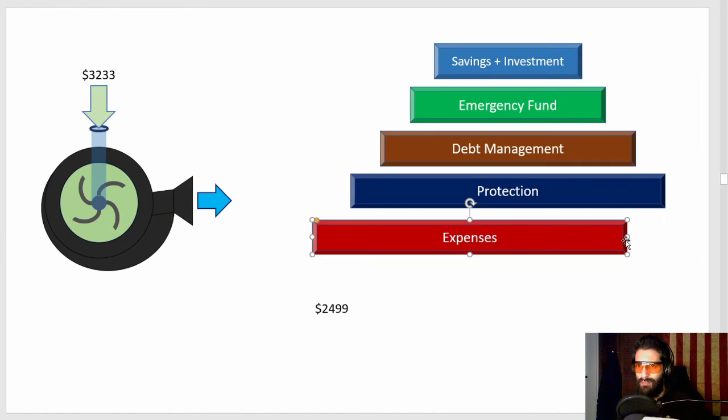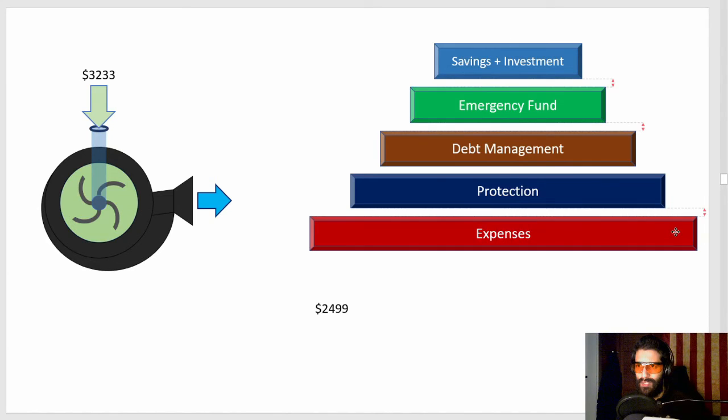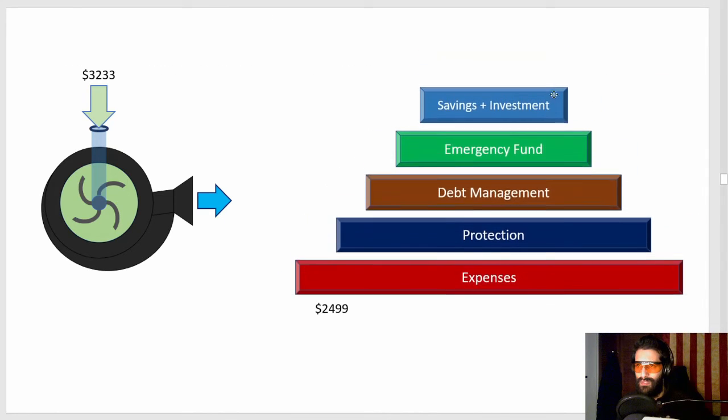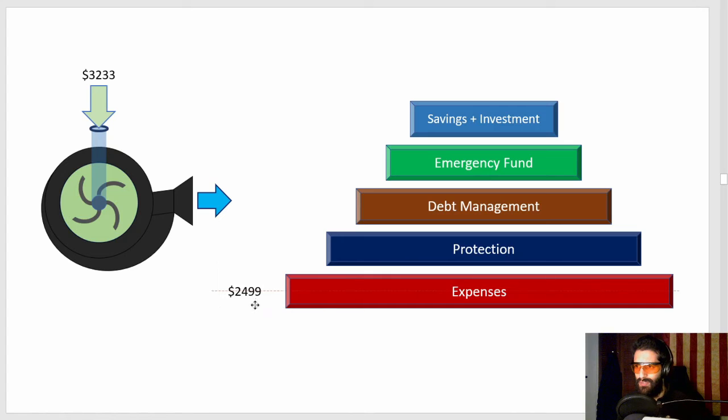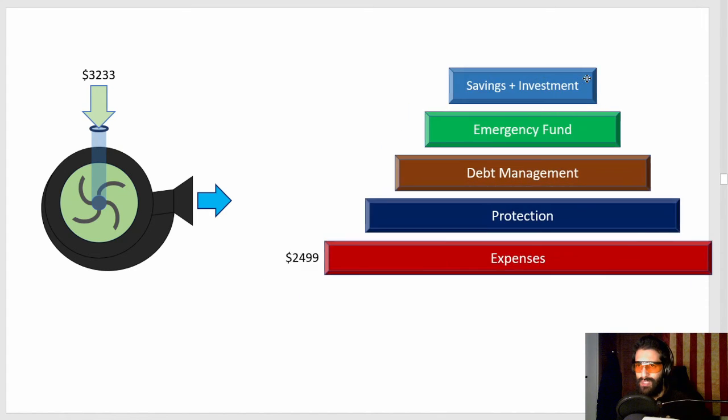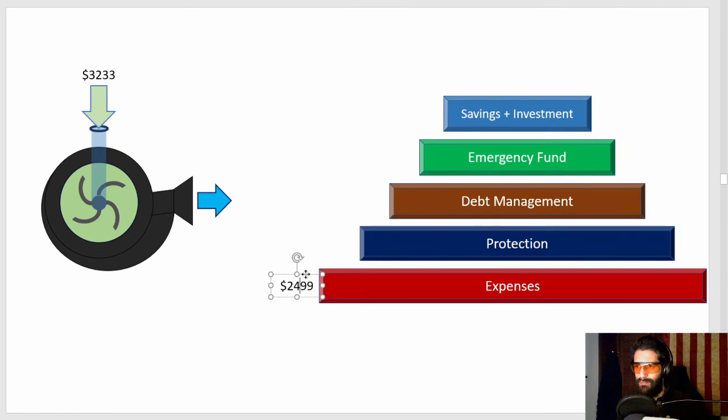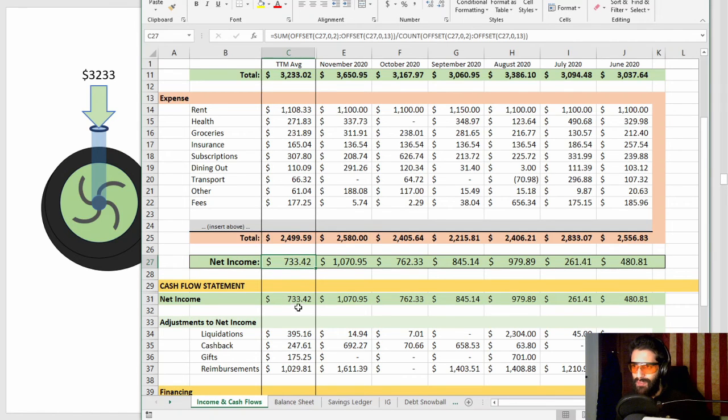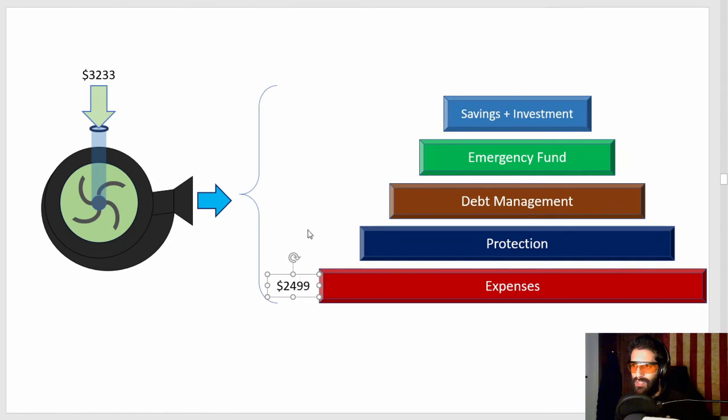Maybe it makes sense to put the expenses as the financial foundation at the very bottom of it, because that's really the first thing that you've got to get under control, if it's not already, is your expenses. So basically this is what we have. And if we have this, then we have 733 available for other things. And currently that's 733.